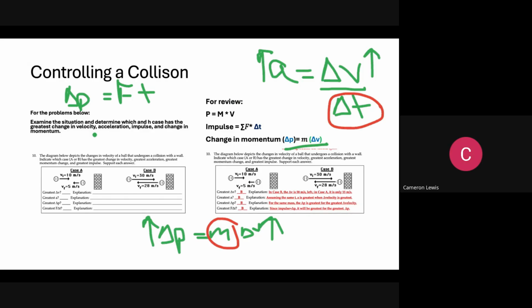Mm-hmm. So therefore, if the case has the greatest change in momentum, it will also have the what? The greatest impulse. So can we say that B is going to have the greatest impulse? Yeah, because if one is B, then the other one has to be B too. Exactly. Are we good now? Yeah, I'm okay. Thank you. No problem.